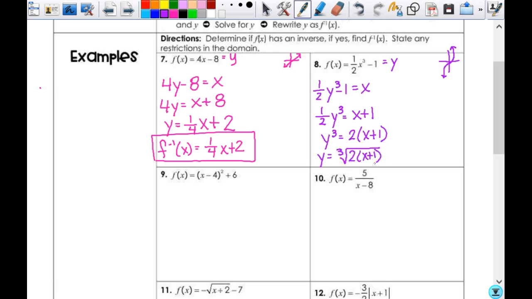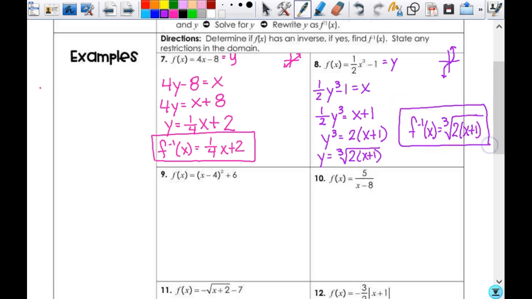Can I simplify that any? No, I cannot, and that's okay. Is all that supposed to be under the cube root like I have it? Yes, okay. So you've got y by itself, right? So now I can just say that the function inverse of x is the cube root of 2 times x plus 1.